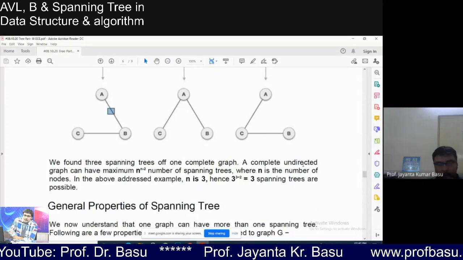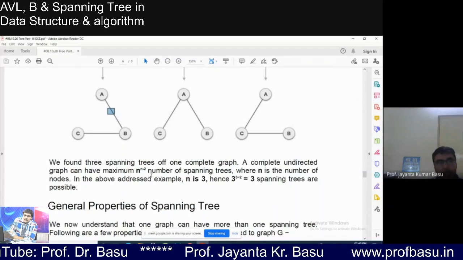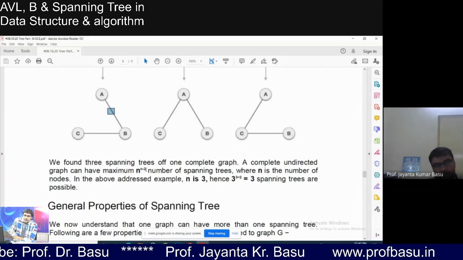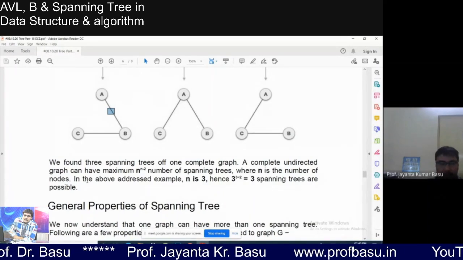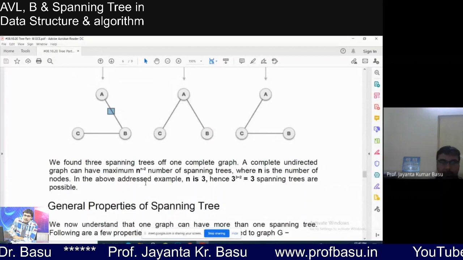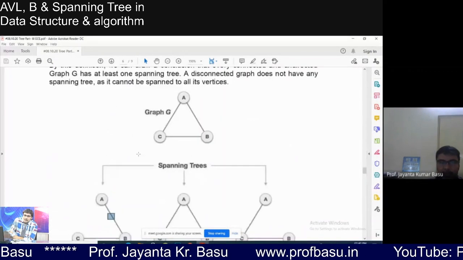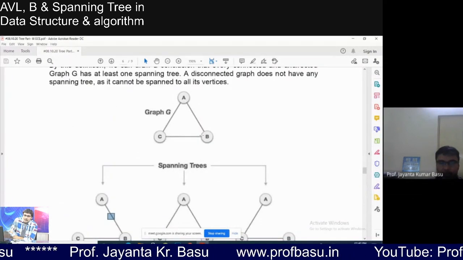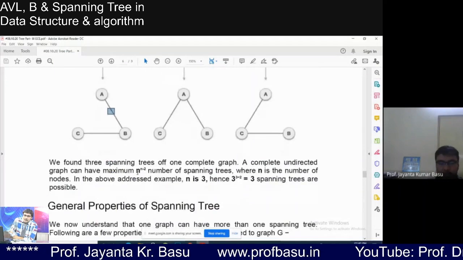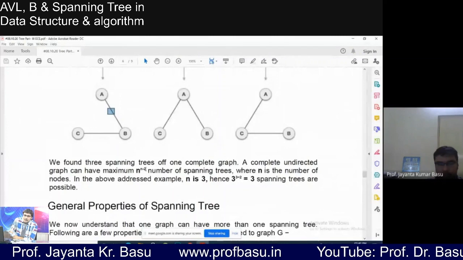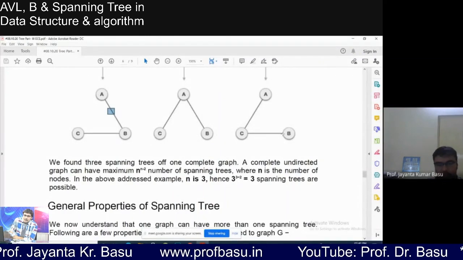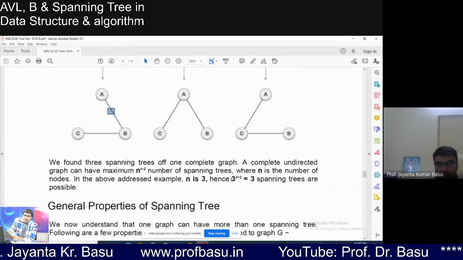So a complete undirected graph can have a maximum of n to the power n minus 2 spanning trees, where n is the number of nodes. In this above example, n is 3, the number of vertices: a, b, c. So 3 to the power 3 minus 2 is 3 to the power 1. So 3 spanning trees we can generate.